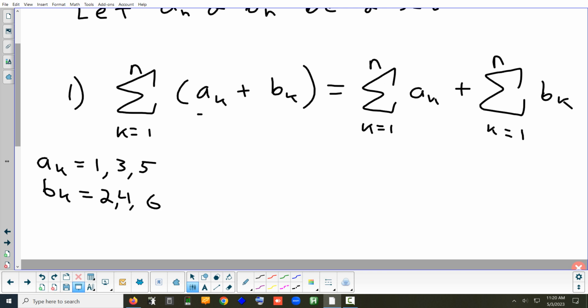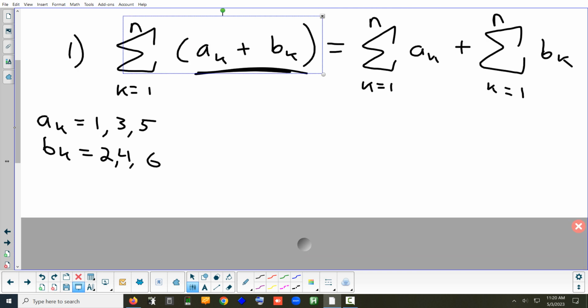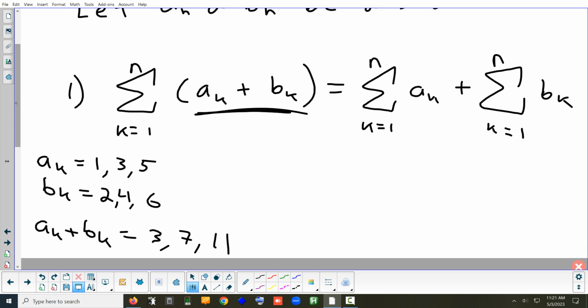Let's do it this way first. So that says to add the sequence together term by term: A sub k plus B sub k. What would the first term be in the sequence A sub k plus B sub k? 3. And then the next one? 7. And 11. Okay, so now we've got this.